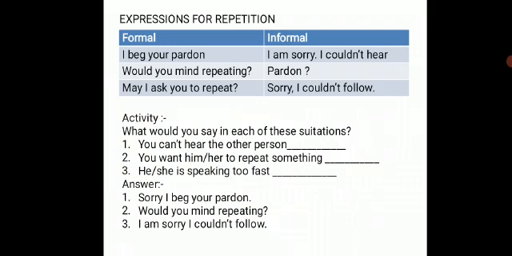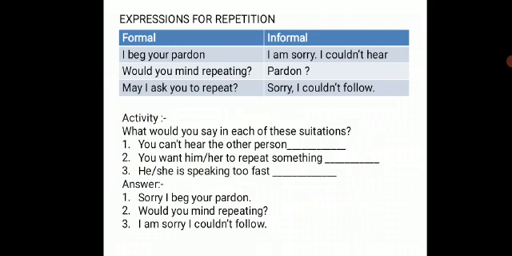Once again, I am repeating the formal way. I beg your pardon. Would you mind repeating? May I ask you to repeat? In the informal way, you will say, I am sorry, I couldn't hear. Pardon? Sorry, I couldn't follow. Even if you say pardon, the other person understands that you have not heard it. So, have you understood exactly what expressions you have to use for repetition?